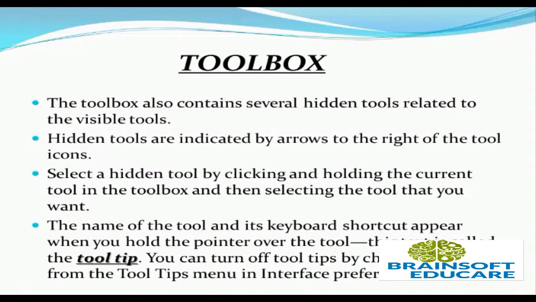The toolbox also contains several hidden tools related to the visible tools. Select a tool from the default toolbox by clicking it in the toolbox. Hidden tools are indicated by an arrow to the right of the tool icon. Select a hidden tool by clicking and holding the current tool in the toolbox and then selecting the tool that you want.